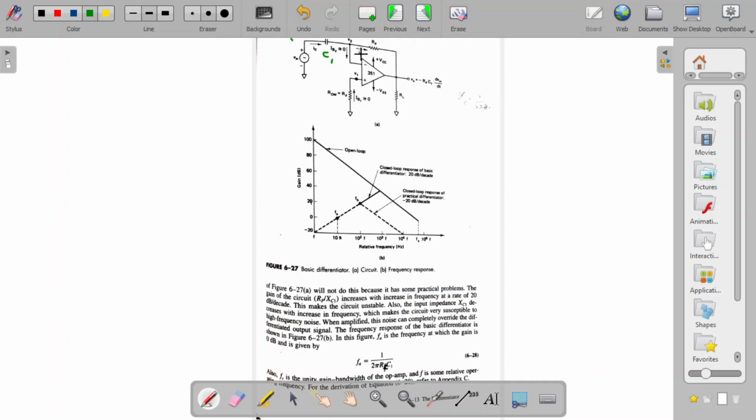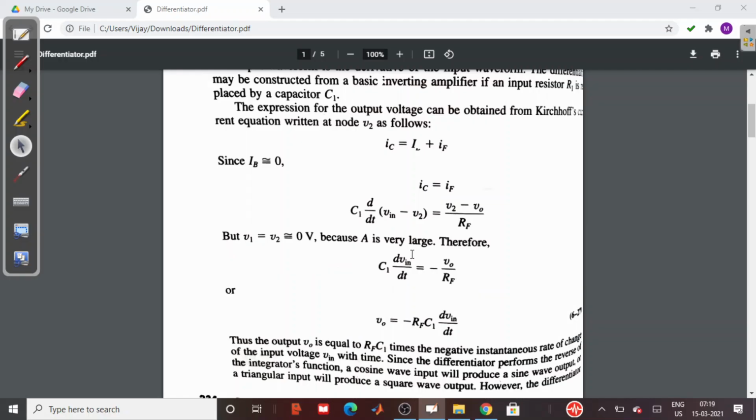Now we can see what the current IF is. IF is the voltage across this resistance RF. This is at a higher potential, this is at a lower potential. So I can write V2 minus V0 is the voltage across RF, divided by RF will give you IF. Okay. So substituting here, we get C1 into d by dt of V in minus V2 equal to, instead of IF, I write V2 minus VO divided by RF.